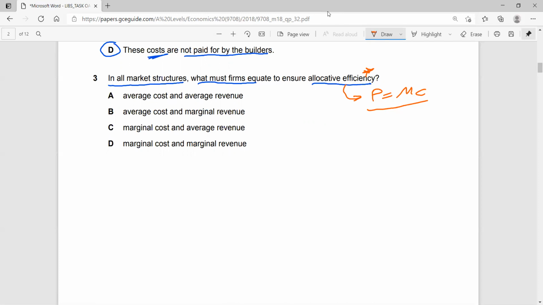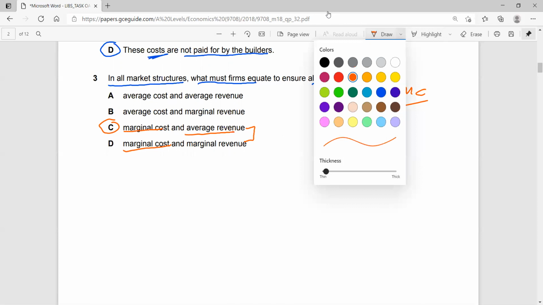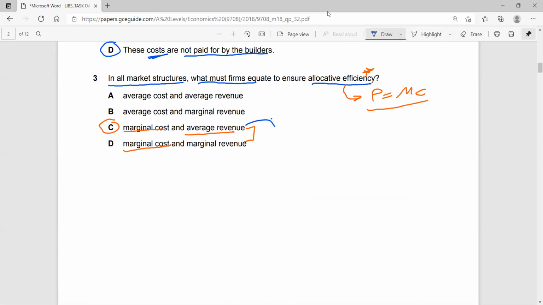Now, the problem here is you can see marginal cost here, but there's no price. So the answer is C, but let me explain why. The basic reason is because your average revenue is essentially price. Some people just memorize this, but let me explain why average revenue is essentially price.